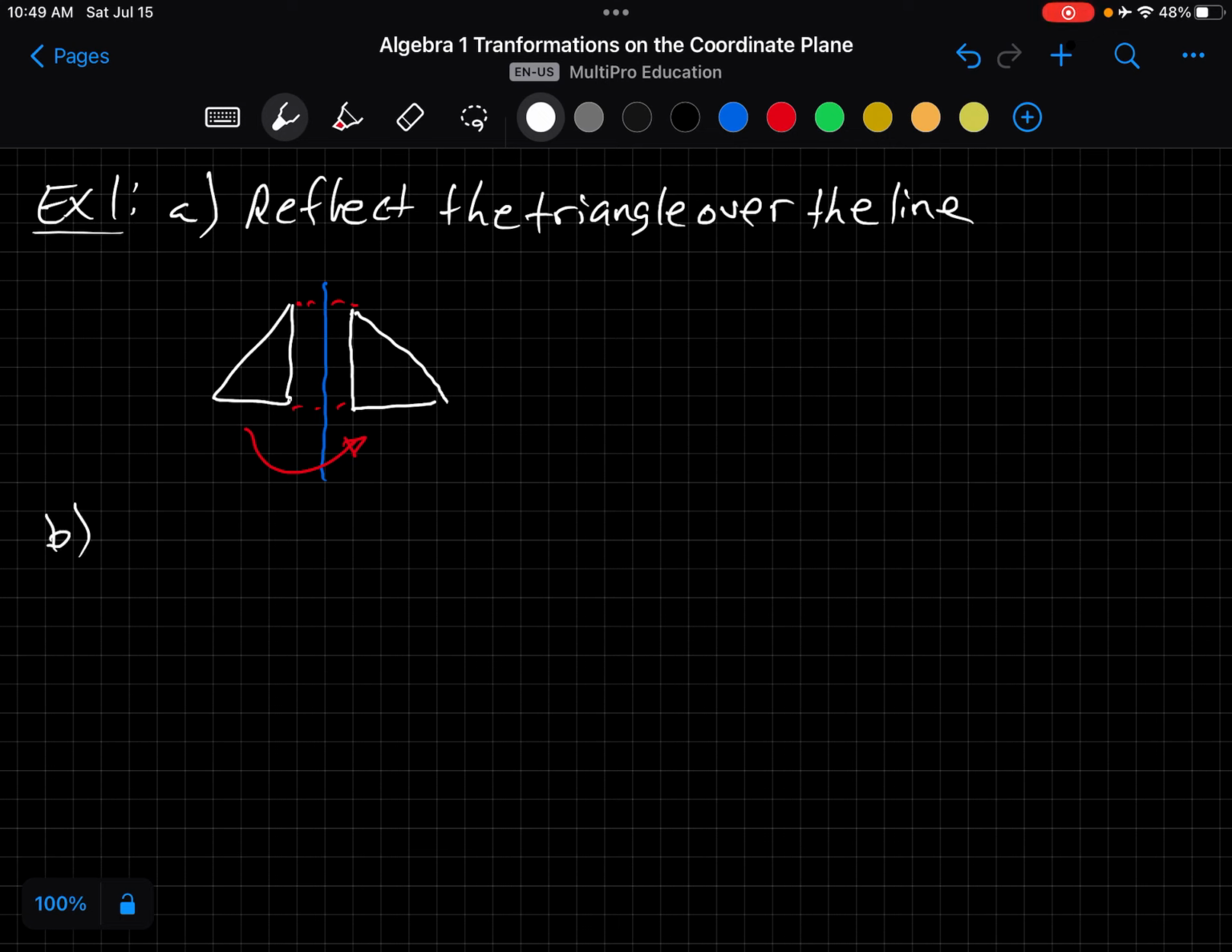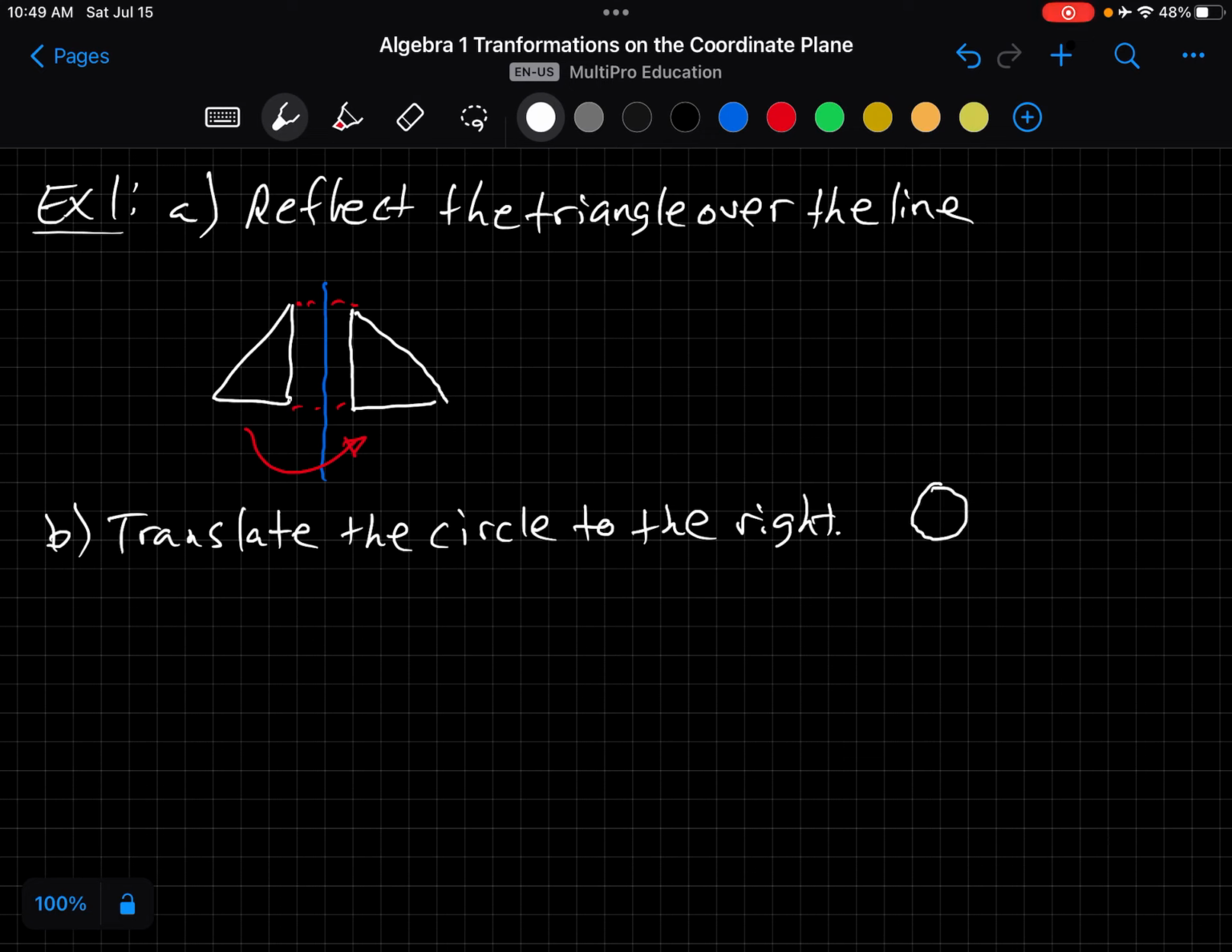All right, let's look at part B. We are going to translate the circle to the right. So we have the circle, and what we need to do is translate it to the right. Do you know your right and left? I sure hope so. So if we do it to the right, then it's over here, and it's the same circle. Imagine the circles are the same.